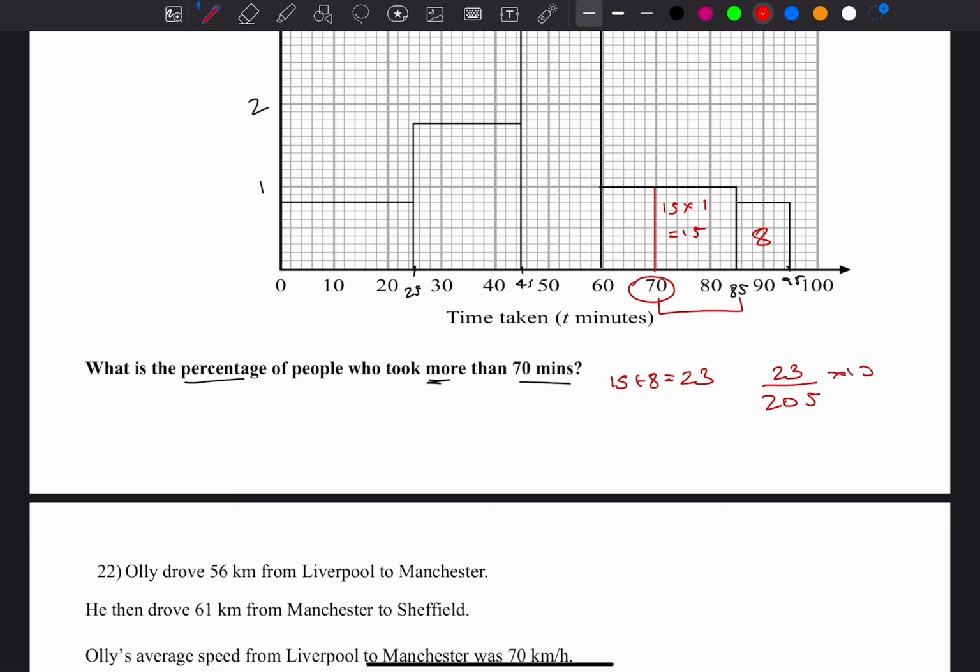Times it by 100 because you want a percentage, isn't it? 23 divided by 205, and it's about 11.2%, and this needs to be the exact answer.